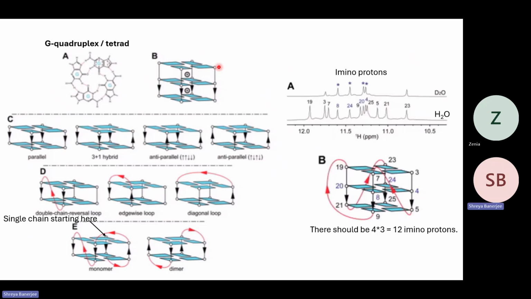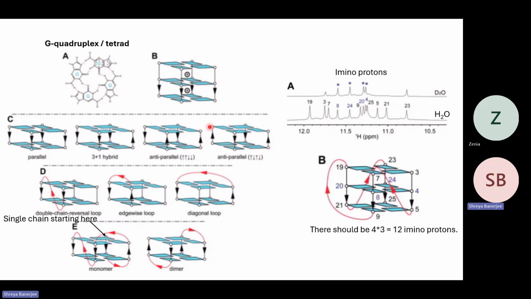kinds of arrangements. The strands can all be parallel. It can be a 3+1 hybrid. So 3 strands are parallel and 1 is anti-parallel. Or it can be anti-parallel. So along the diagonal of this tetrad, along the diagonal, these 2 strands are anti-parallel, and along the other diagonal also, these 2 strands are anti-parallel.